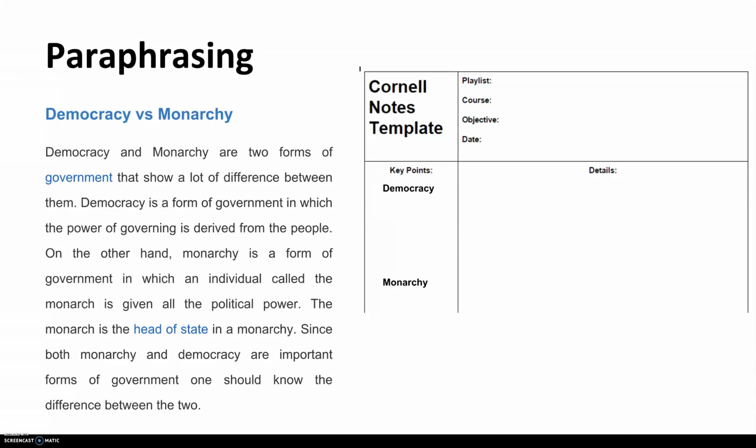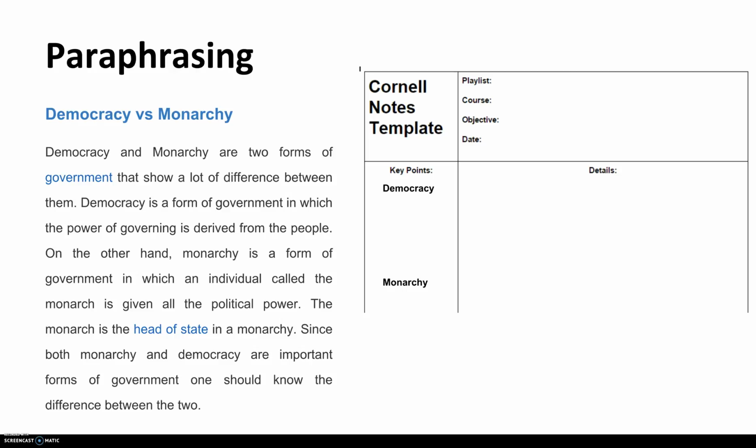It's a democracy versus a monarchy. Democracy and monarchy are two forms of government that show a lot of difference between them. Democracy is a form of government in which the power of governing is derived from the people. On the other hand, a monarchy is a form of government in which an individual called the monarch is given all the political power. The monarch is the head of state in a monarchy. Since both monarchy and democracy are important forms of government, one should know the difference between the two.